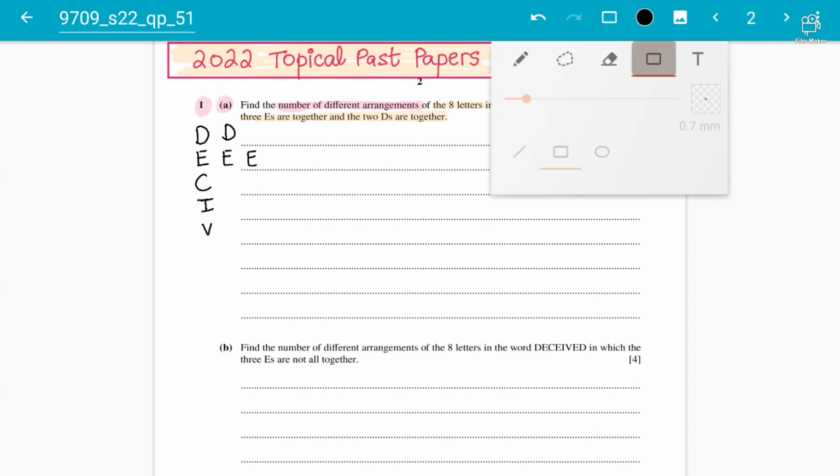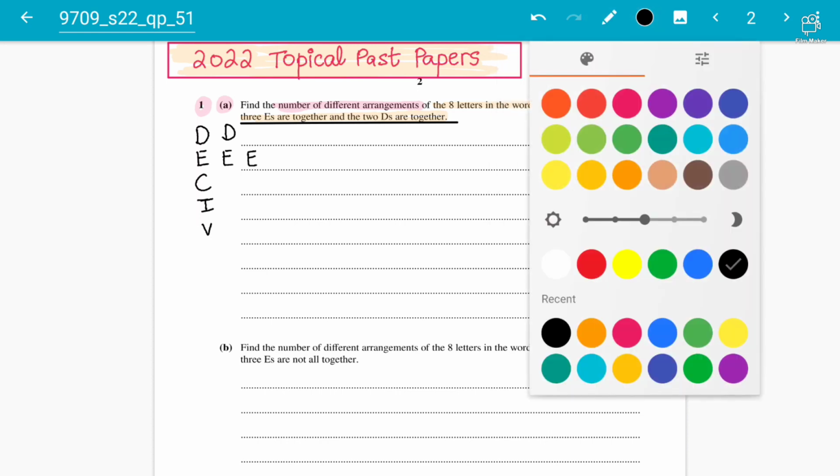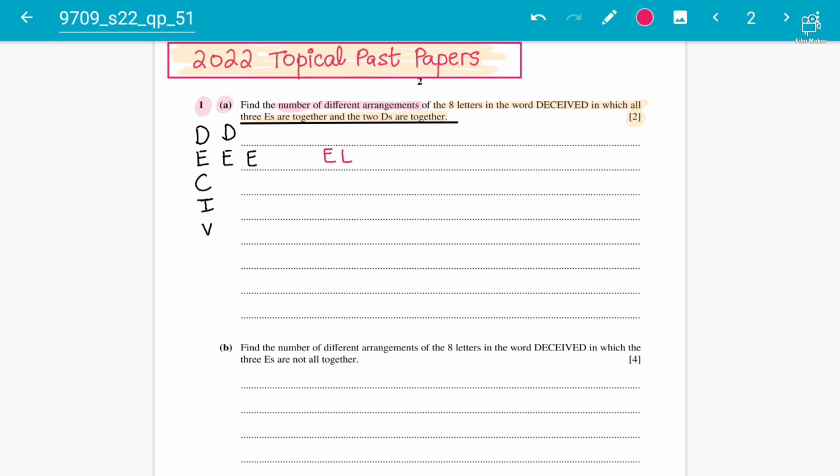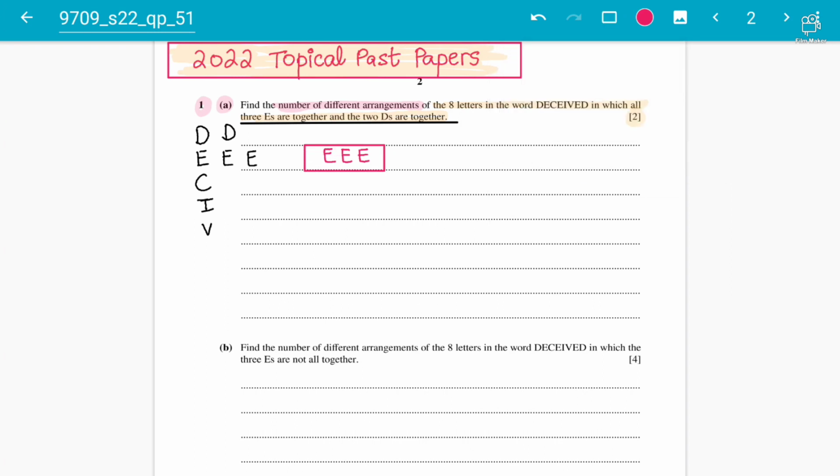Now what is the requirement of the examiner? The requirement of the question is that the 3 E's are together and the 2 D's are together. So whenever you have a together question, when the examiner needs them together, you do it this way, students. You write all of them together, E, E and E, in one box. Similarly you write the 2 D's together in one box, and you write C, I and V, which can be written in 3 different boxes. So here we go, 3 boxes for C, I, V, and 3 E's together, 2 D's together.